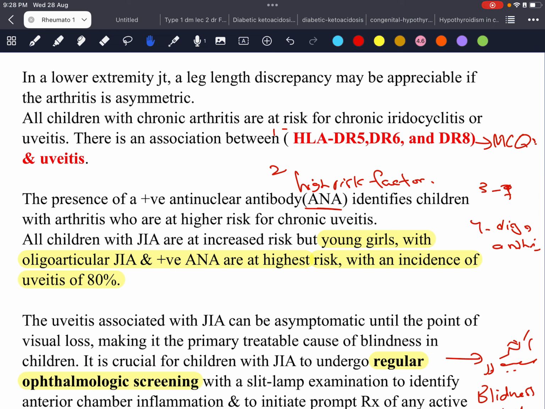Actually, you have to understand the incidence of this involvement of the eyes increases when there is positive ANA antibodies, when there is human leukocyte antigen DR5, 6, or 8 positive, when the gender is female, or when the subtype is the oligoarticular form, as we mentioned previously in the table. So these 4 things increase the risk of eye involvement.